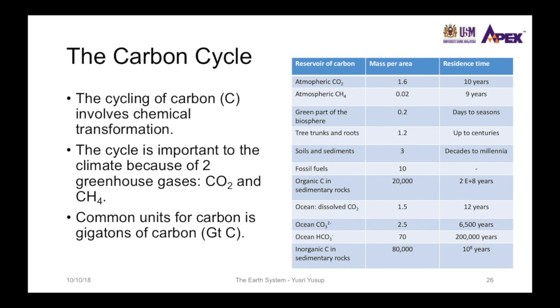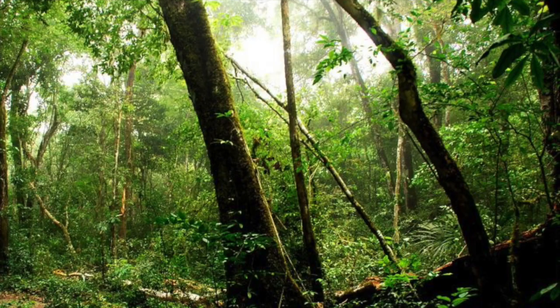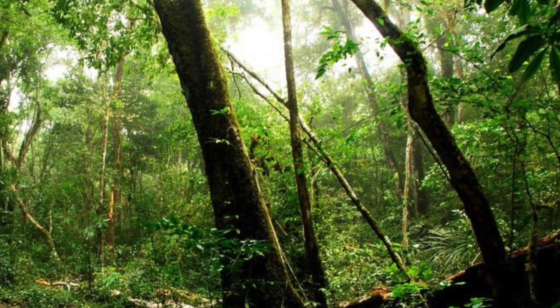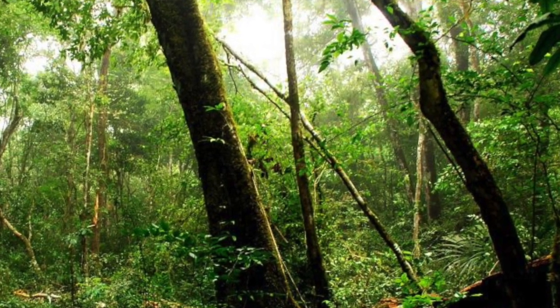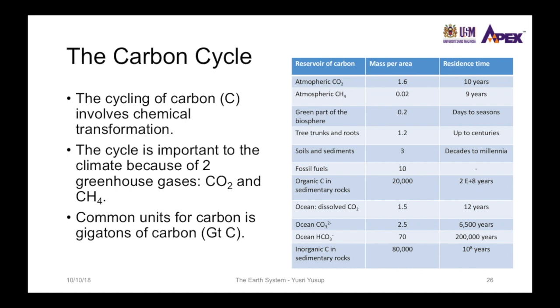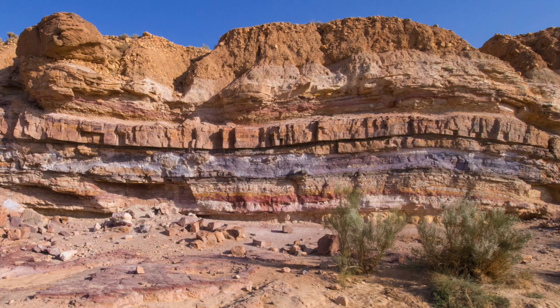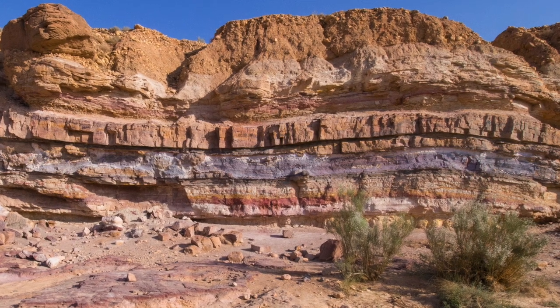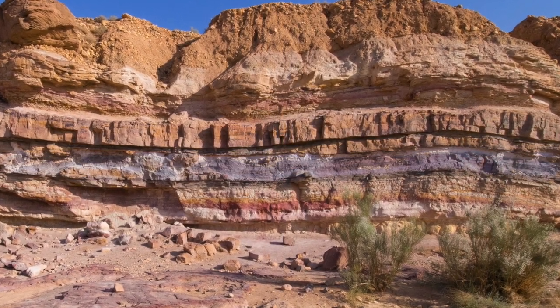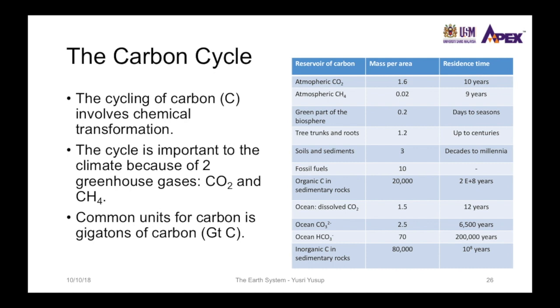The table shows the reservoirs of carbon, and the reservoirs of carbon are the atmospheric carbon dioxide, the atmospheric methane, the green part of the biosphere, or the leafy plants. There are also the tree trunks and roots, which have a large amount of carbon in them. There is also carbon in the soils and sediments, fossil fuels, and so on, up to the inorganic carbon in sedimentary rocks. Of interest is the amount of mass per area of these reservoirs of carbon. The mass of atmospheric carbon dioxide is 1.6 kilograms per meter squared, and the amount of methane in the atmosphere is 0.02 kilograms per meter squared.